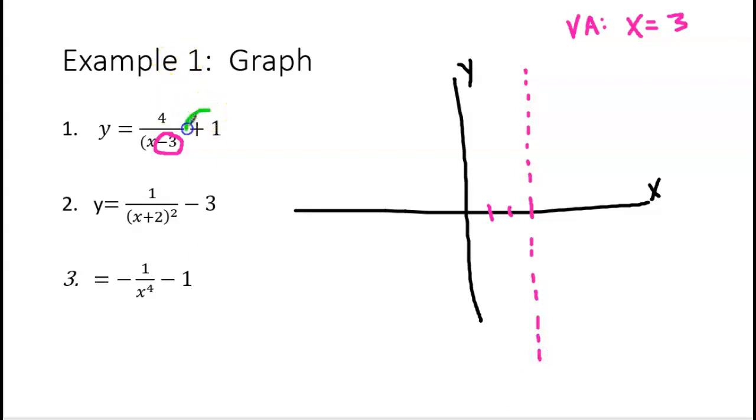Next, whatever number is right here, that tells me what my horizontal asymptote is going to be. So my horizontal asymptote in this case is going to be y equals... So I'm going to draw a dotted horizontal line going through y equals 1.